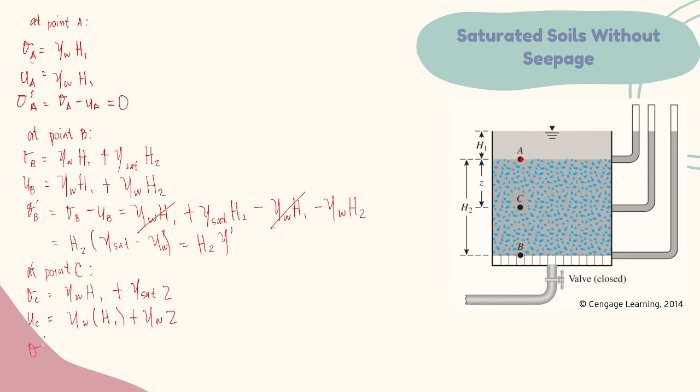And so therefore, our effective stress at point C will be equal to the unit weight of water times H sub 1 plus gamma sat times Z, minus the unit weight of water times H sub 1, minus the unit weight of water times depth Z. The H sub 1 terms cancel, and this is also similar with this one. So simplifying, we have Z times the buoyant unit weight.